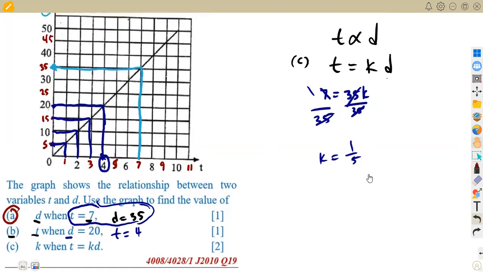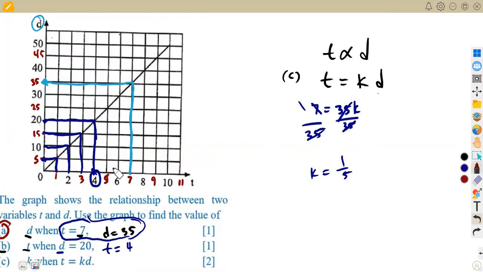Okay, I want you to see something. If you took any other combination, let's say I took this combination here of 2 versus 10, it means t at that moment is 2. So t is 2, which is equal to d at that moment here. D corresponding here is 10. So it's going to be 10k. To find k, divide by 10, divide by 10. So it means k is going to be 1/5.